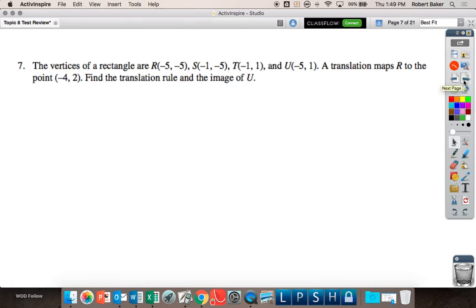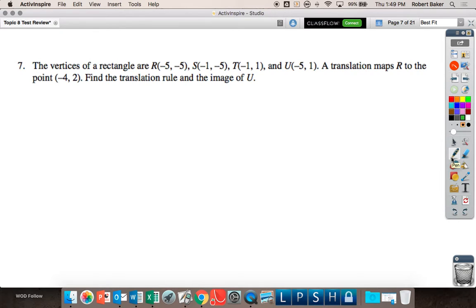Now, oh man, this one gets everybody every time. It even got me when I made the answer key. It was because I don't know how to read. I thought I was too smart for this. It says, you have vertices of a rectangle R, S, T, and U. A translation maps R to the point (-4, 2). Find the translation rule and the image of U. So, you have a rectangle and a translation maps R to the point (-4, 2).